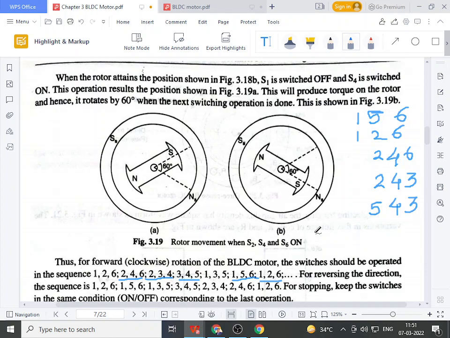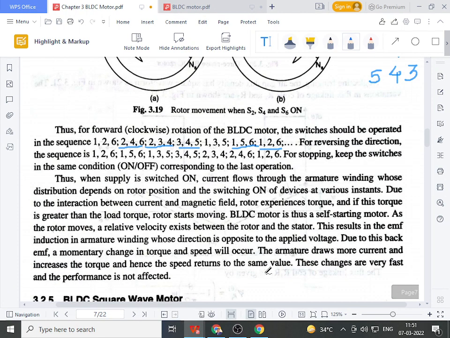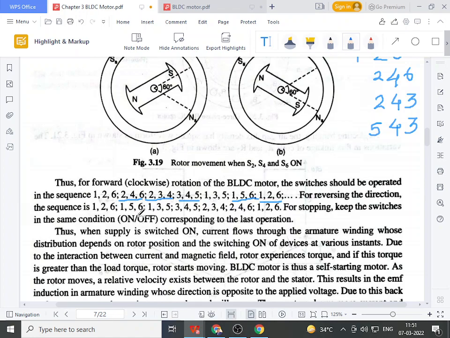Accordingly, in this sequence we have to turn on the switches in the inverter circuit, so that the forward or clockwise direction of the rotor will be achieved. Now for reversing this direction, simply we have to reverse this switching sequence. That reversed switching sequence is 1, 2, 6, 1, 5, 6, 1, 3, 5. This sequence we simply have to reverse, so that we can achieve reversal of a BLDC motor.